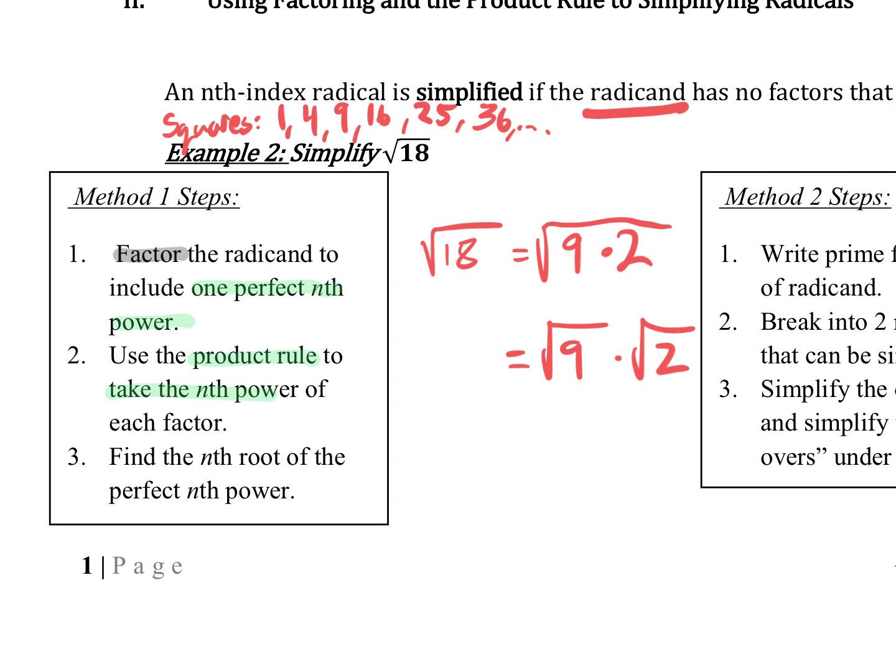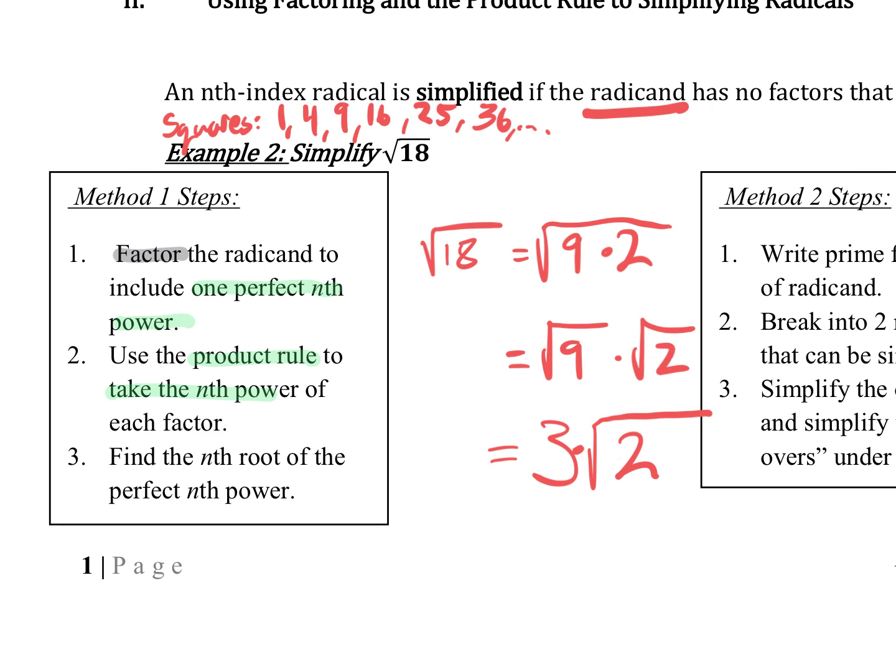Now, do you know the square root of 9? Yes, you do. I hope you do. It's 3, because 3 times 3 is 9. Do you know the square root of 2? That's a weird decimal. If you plug it in your calculator, it'll be like 1.414, and it goes on forever. So we don't know exactly what it is, so we leave it as the square root of 2. So we have 3 times the square root of 2. We can simplify part of it, but not the other part. We leave it alone.